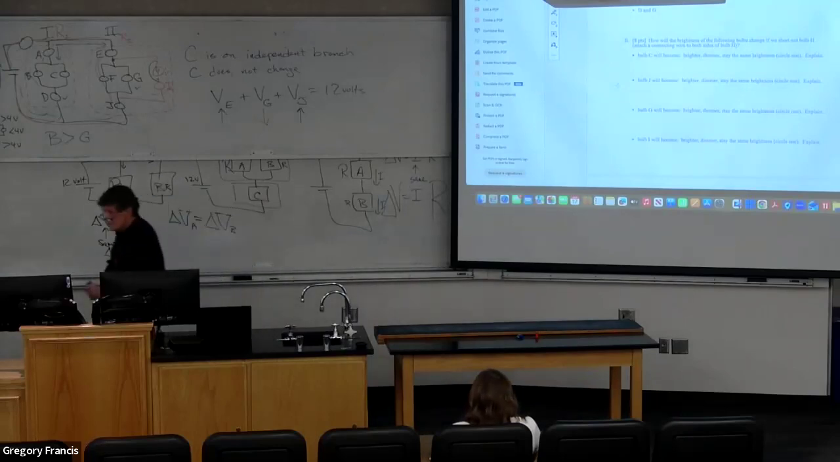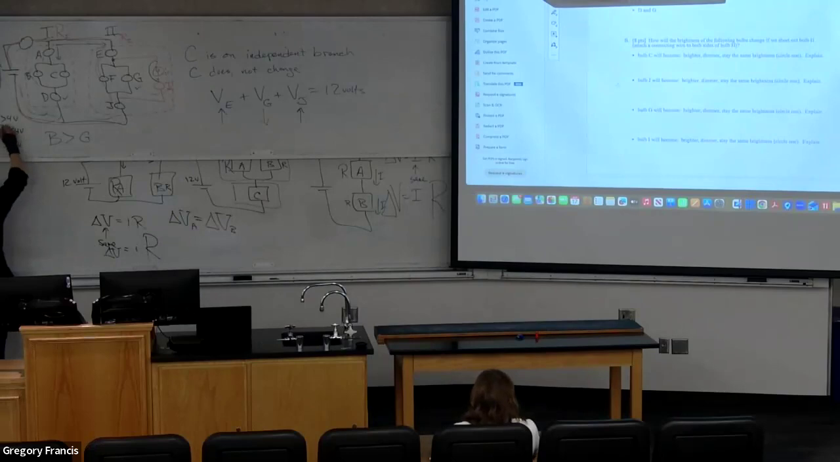In that example you just did, what if there was more than one bulb on the path of B and C? Would that still be the case? Let's say there were 27.